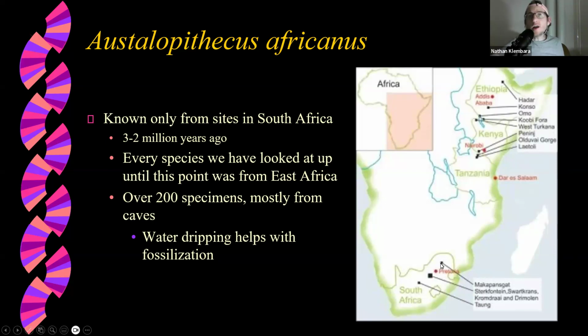In Australopithecus africanus, we do have over 200 specimens from this species. So it's a pretty sizable fossil collection, again, all things being relative. And we mostly find them in caves, just because fossil preservation is particularly strong in caves, because of the water dripping and the minerals and things like that. It really helps for fossilization and preservation.